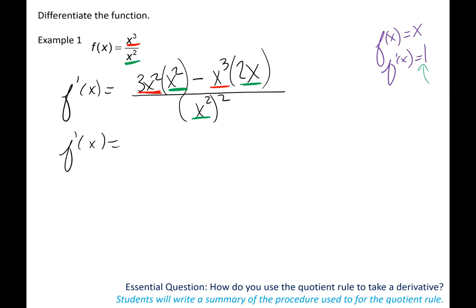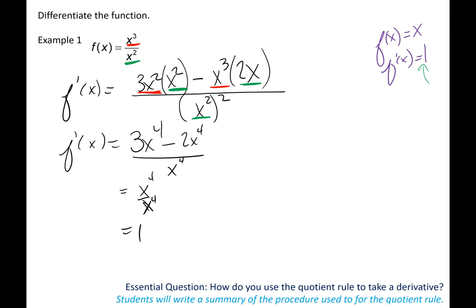What is x squared times x squared? So 3x to the 4th. What's x cubed times 2x? 2x to the 4th all over x to the 4th. What's 3x to the 4th minus 2x to the 4th? 1x to the 4th over x to the 4th is?